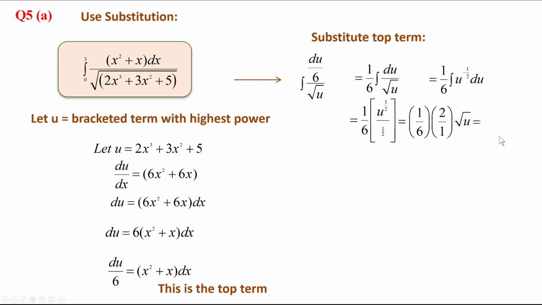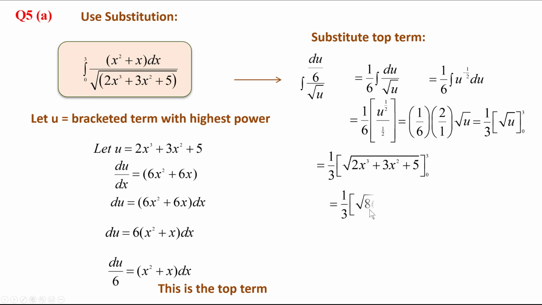2 into 6 goes 3. So we're left with 1 over 3 times the square root of u. So substitute the value of u back in for u, and now substitute the limits, and we get 1 over 3 times 9.54, which works out to be 3.18.